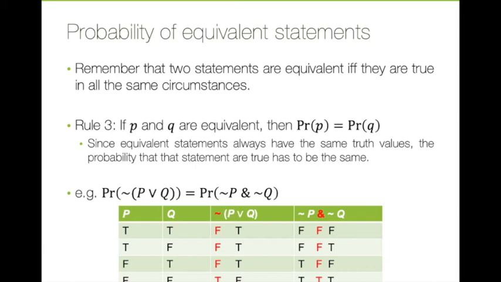Our last rule for this lesson video applies to equivalent statements. Remember that statements are equivalent if and only if the statements are true in all the same circumstances. So our next rule of the probability calculus tells us that if P and Q are equivalent, then the probability of P is equal to the probability of Q.